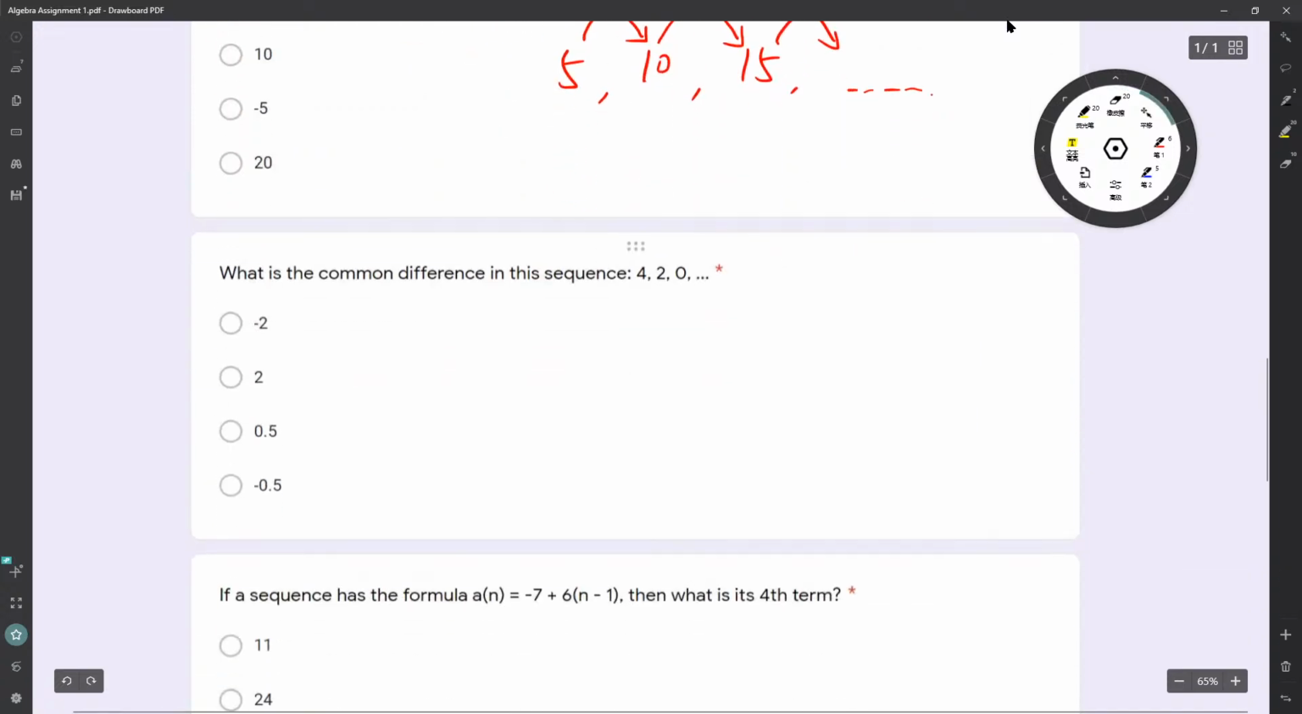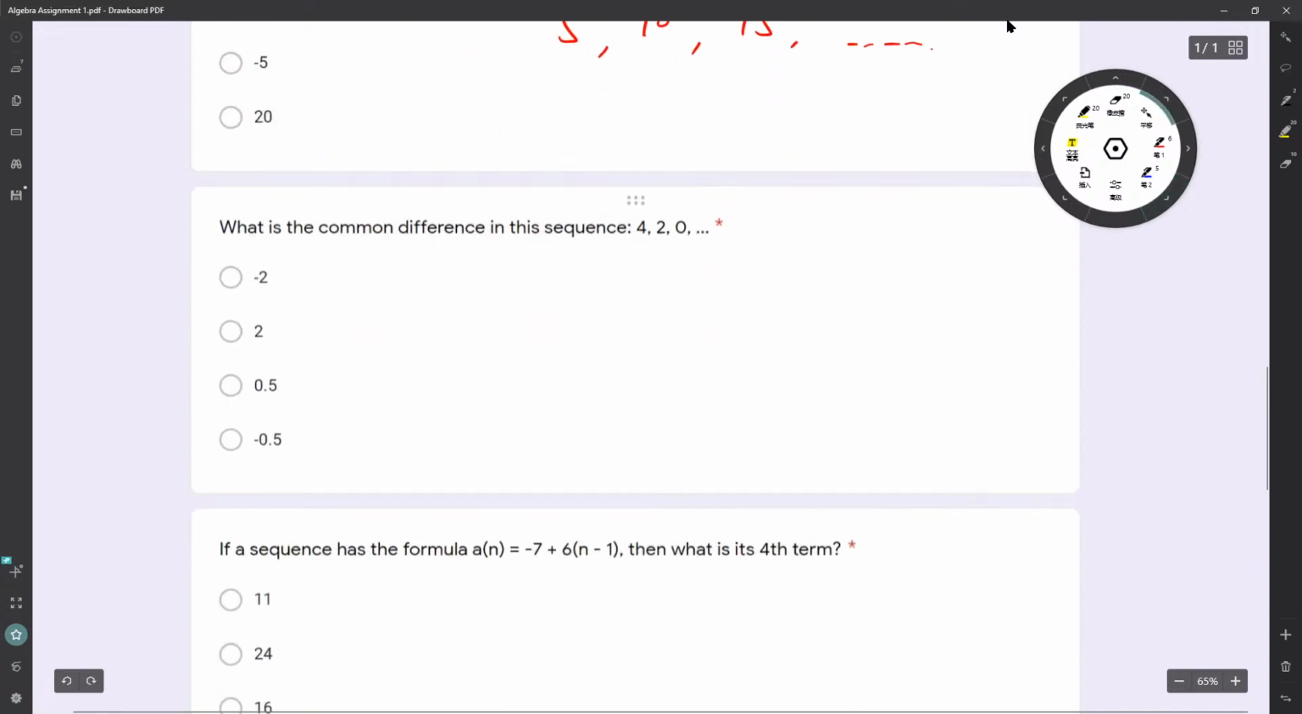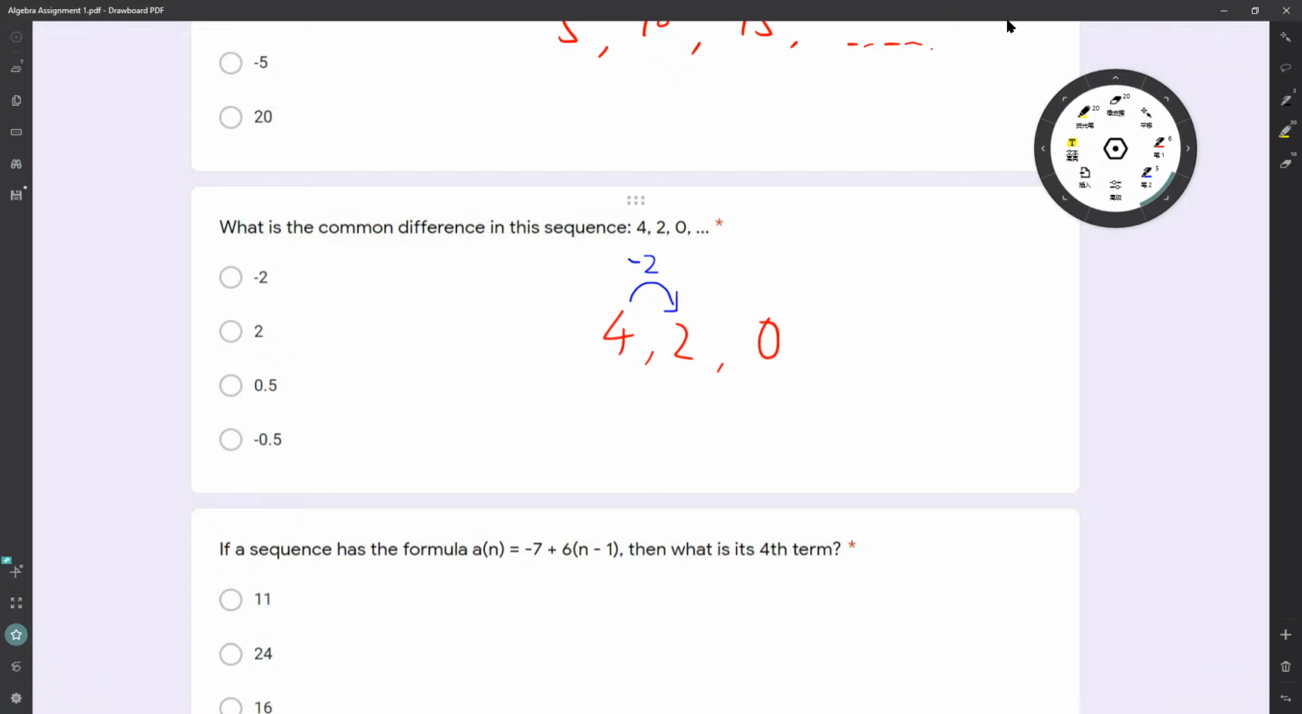So when you are looking for the pattern, your pattern should apply to every term. Okay, let's go on. What is the common difference in this sequence? 4, 2, 0. Let's look for the pattern. 4 to 2 is subtract by 2, right? This pattern also applies to the next term. So 2 to 0, subtract by 2. Therefore, we can say this pattern looks like to be subtract 2 for every term afterwards.